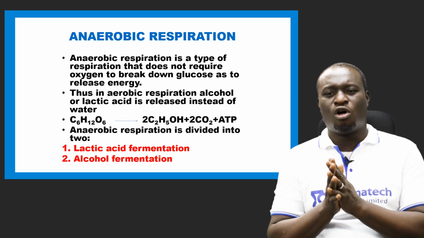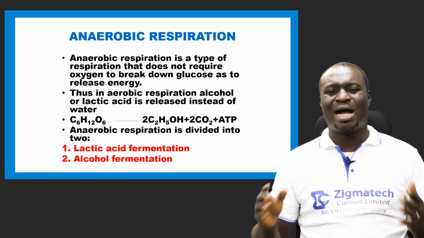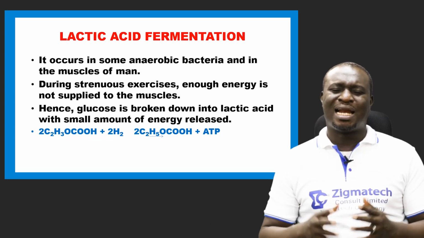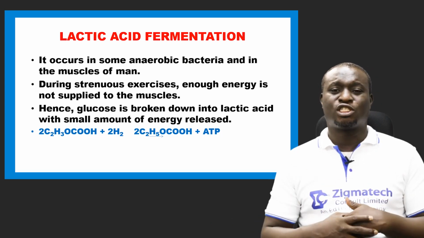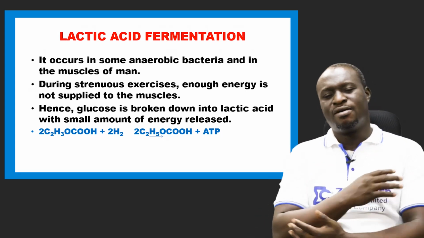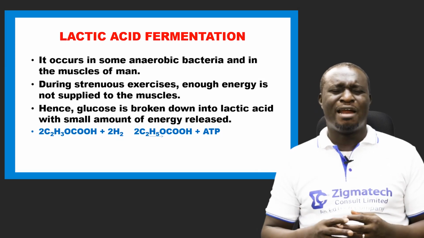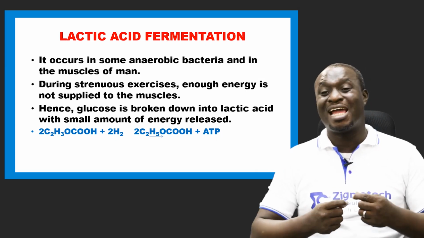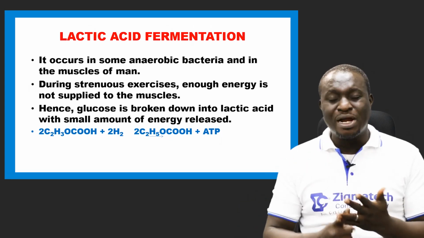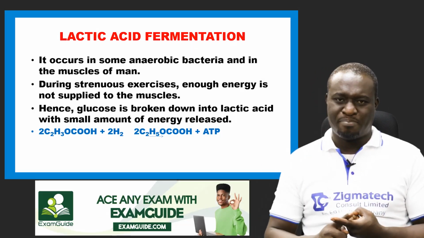Now, back to the types of anaerobic respiration. We have the lactic acid fermentation and the alcohol fermentation. Let's take a look at the lactic acid fermentation. It occurs in some bacteria, mostly anaerobic bacteria, and you can also see it occurring in the muscles of man. During strenuous exercise, enough energy is not supplied, because enough oxygen is not available to break down glucose in order to release enough energy.